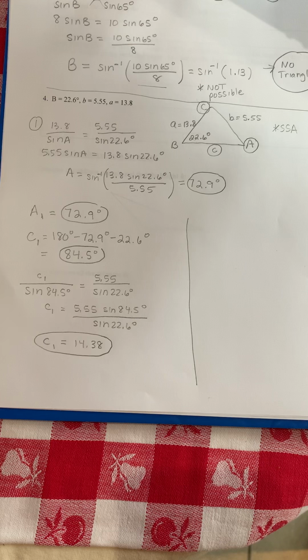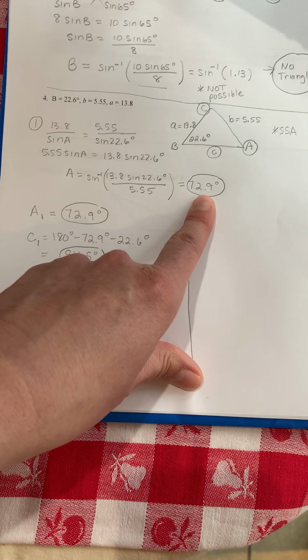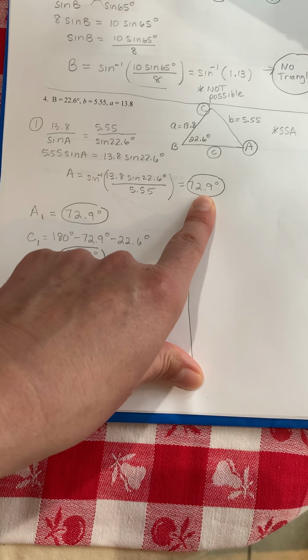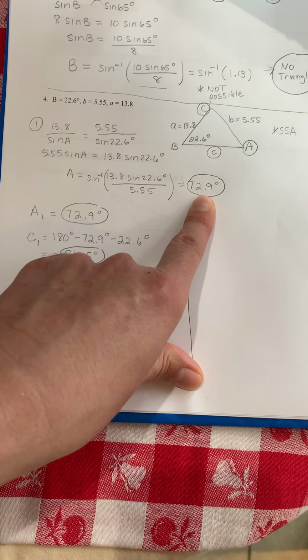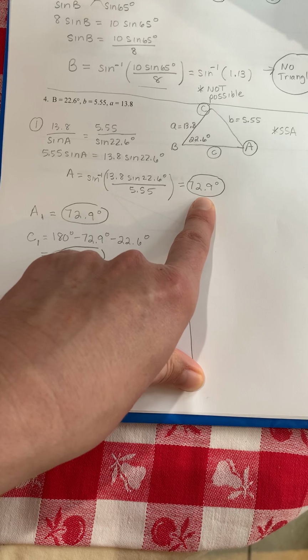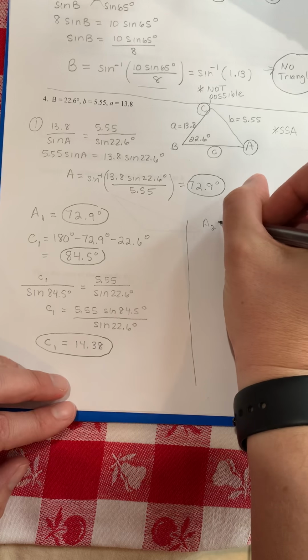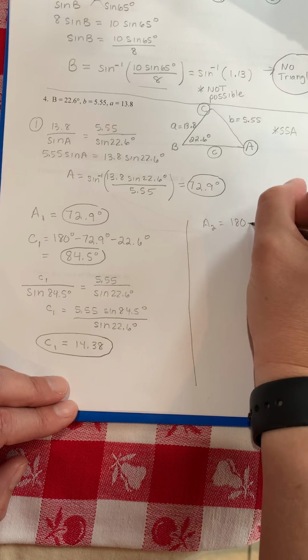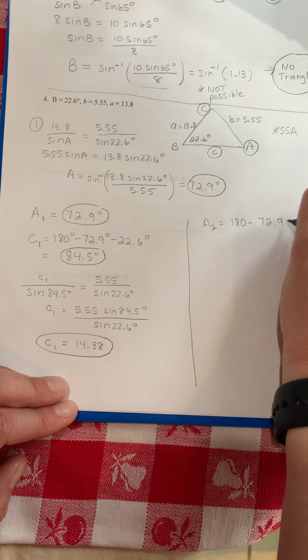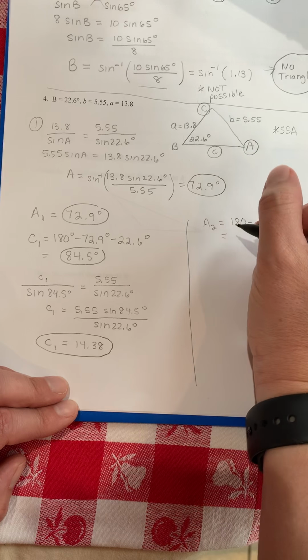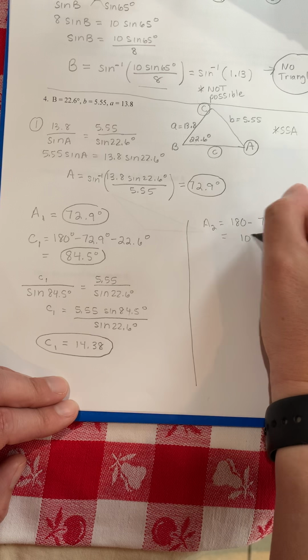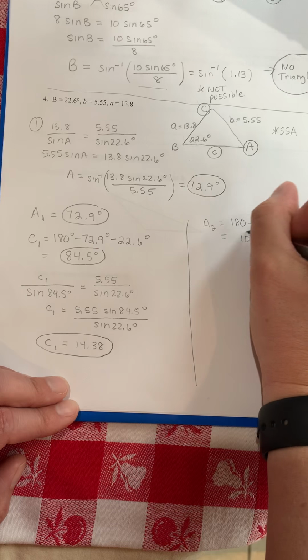So now we're going to check and see if there's possibly a second triangle in this case. We need to use the angle that we're given. Remember that the sine has positive answers in both the first and the second quadrant. So we definitely have a first quadrant angle here. To find our second quadrant angle, we're going to take 180 degrees minus the 72.9 that we found. So a possible A2 is 107.1 degrees.